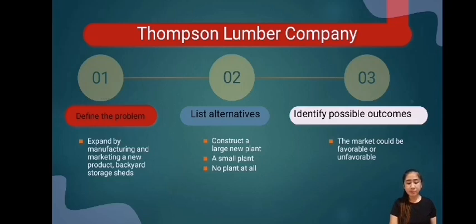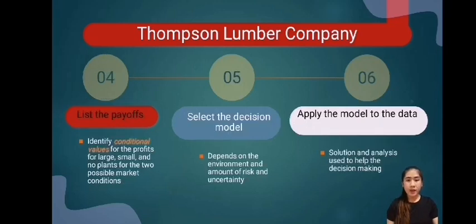So, in number 3, he determines only 2 possible outcomes. The market could be favorable, meaning high demand for the product. And second, unfavorable, meaning low demand for the sheds. So for step 4, since Thompson wants to maximize his profits, he can use profit to evaluate each consequence.